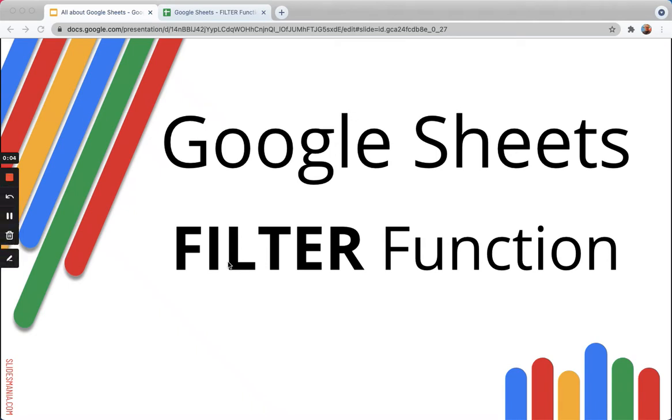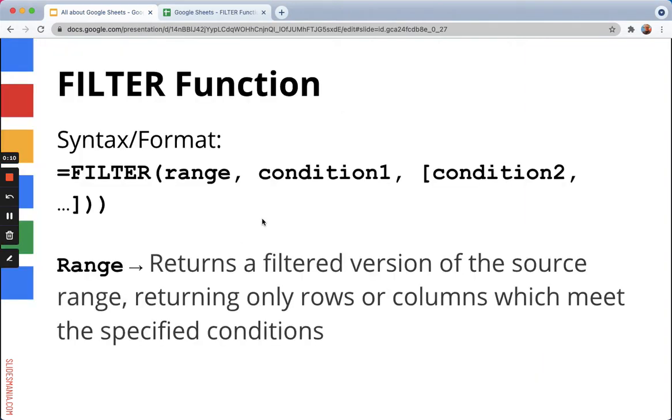For this video, I will demonstrate how to use the filter function in Google Sheets. So let's get started. The filter function returns a filtered version of the source range, returning only rows or columns which meet the specified condition. You start using the filter function with an equal sign, the function name filter, and then a pair of parentheses. Within the pair of parentheses, we have the range and then the condition separated by a comma.